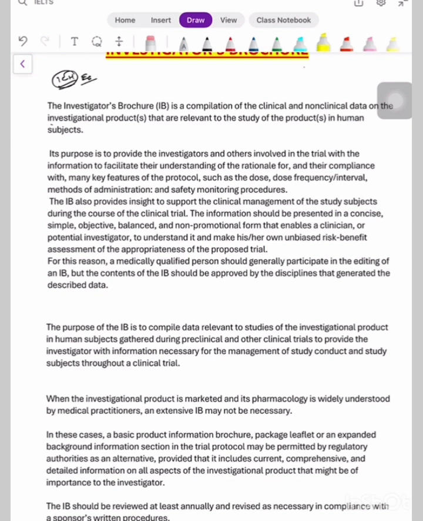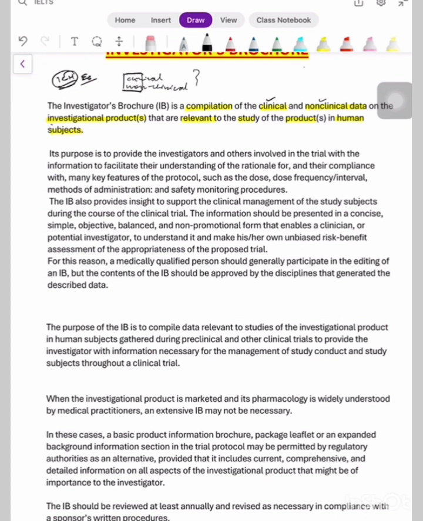So look at it very carefully. The investigator's brochure is the compilation of clinical and non-clinical data on investigational products that are relevant to the study of the product in human subjects. Basically, when you compile, it means you put together. What all you're putting together is the clinical data, and I have the non-clinical data in this brochure.